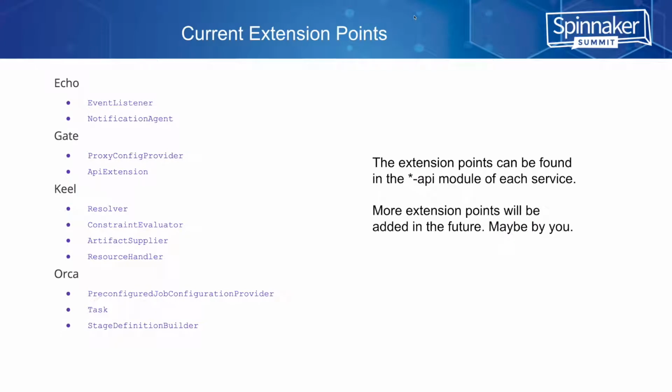So these are some of the current extension points across the Spinnaker projects. These projects have API modules, like the Orca API module you saw before. Of course, here we're talking about the task extension point in Orca. That example also has an implementation of stage definition builder, and we're adding more extension points all the time.